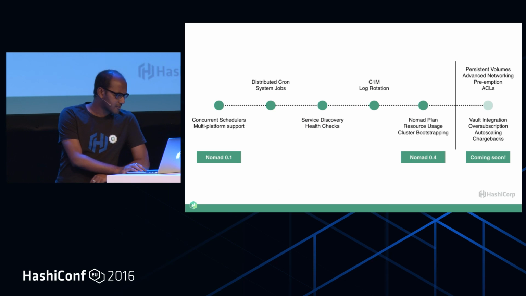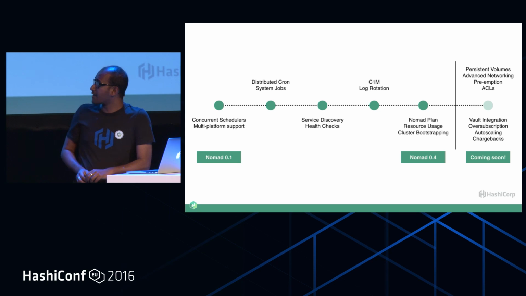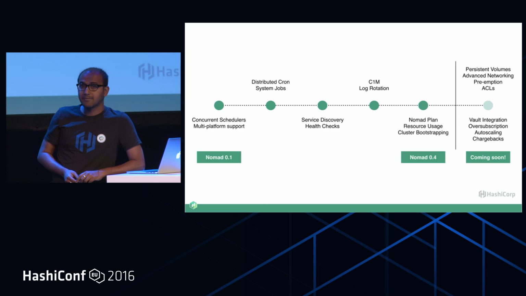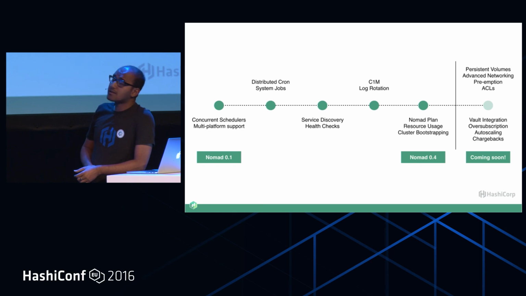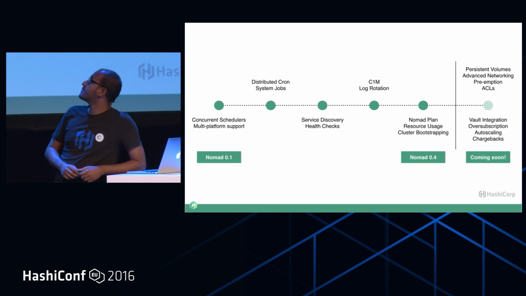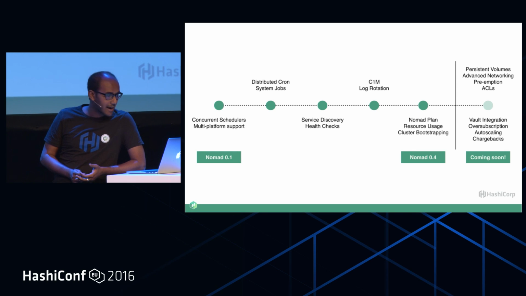And this is the timeline of the project. We started the project last year, when Nomad 0.1 was released. We came out with multiple platform support, and it came out with concurrent schedulers. We did distributed cron and system jobs sometime later. We did service discovery and health checks towards the end of last year. And this year, we spent a lot of time optimizing our system for running 1 million containers. We did log rotation. And today, we released Nomad Plan and the resource usage APIs and advanced cluster bootstrapping techniques.